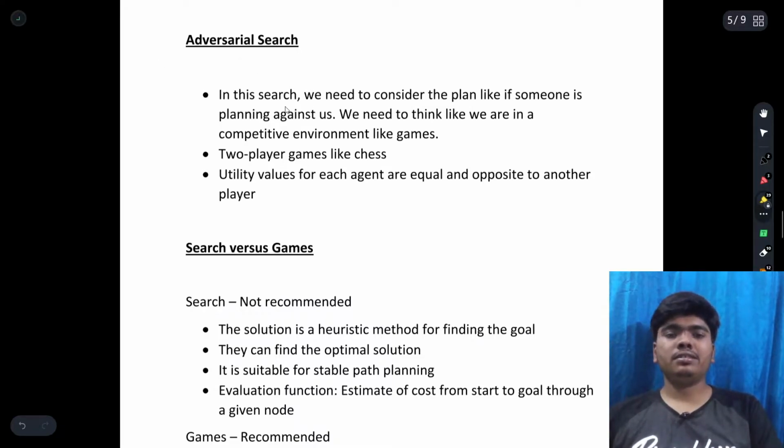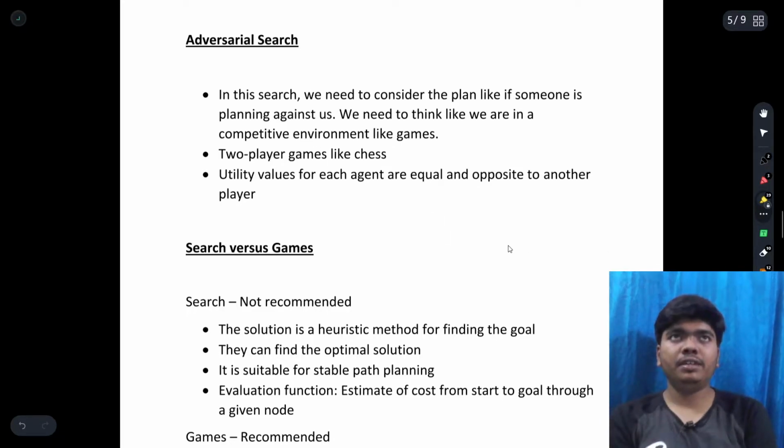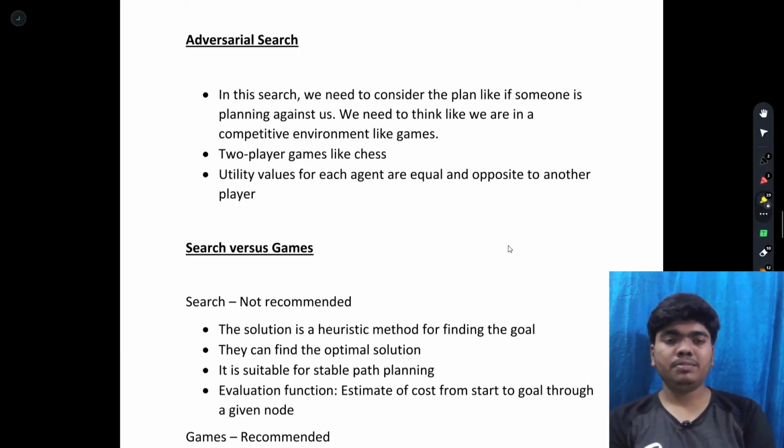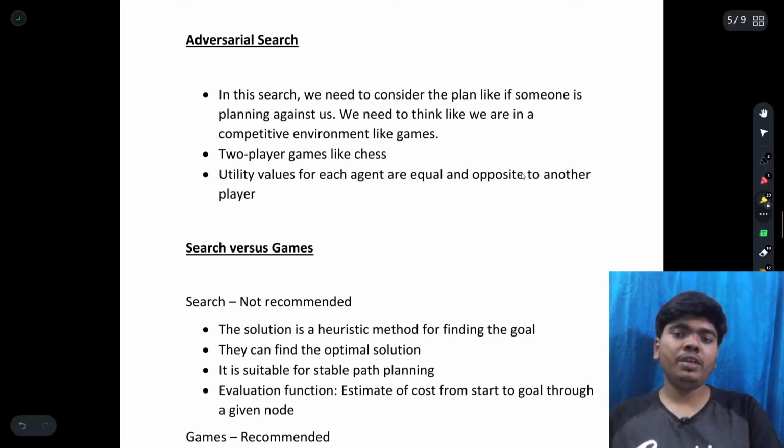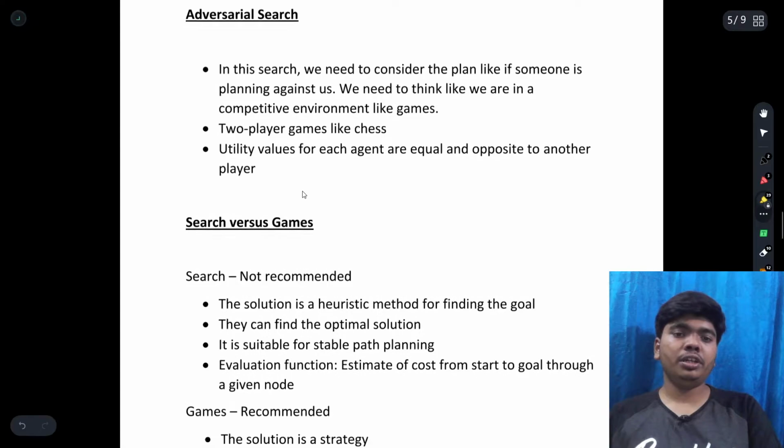So what is adversarial search? In this search we need to consider that someone is planning against us. We need to think as if someone is working on defeating us. If they are, then we either need to escape from them, or we need to give some counter attack. Those are the things we can do in this type of search. This is basically done in two-player games like chess, where the utility values for each agent are equal and opposite to the other player's.